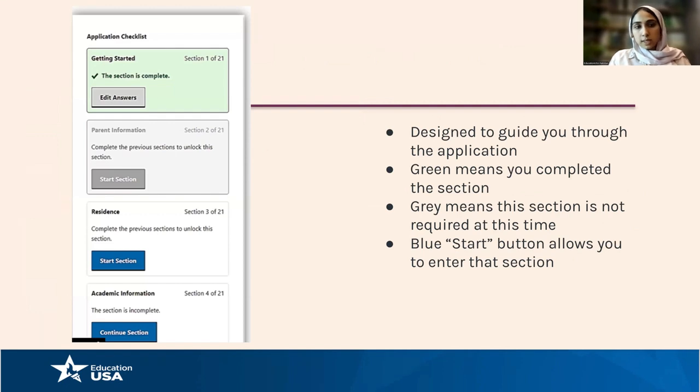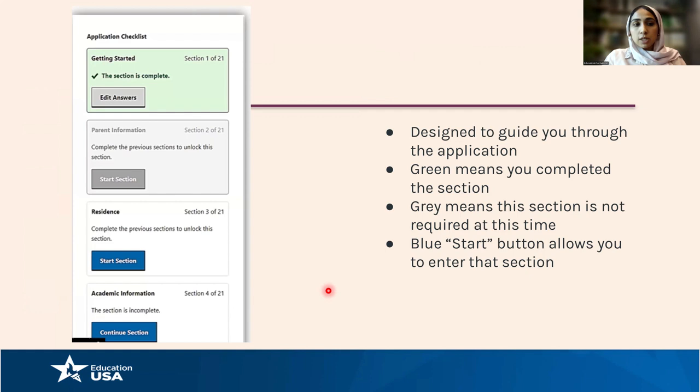So when you go on the CSS profile, this is kind of what it looks like. It's designed to guide you through the application. Therefore, when you fill out a section completely and accurately, it will turn green. This way you can keep track: okay, this is the section I filled out, it's green. A section that is incomplete will not be green.